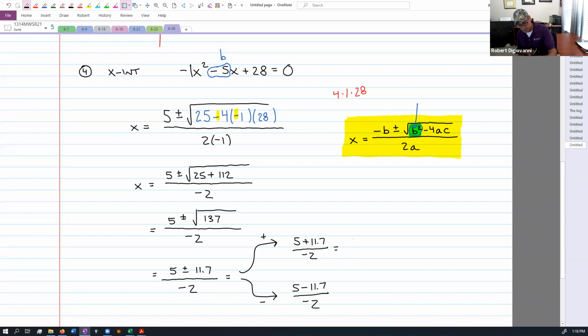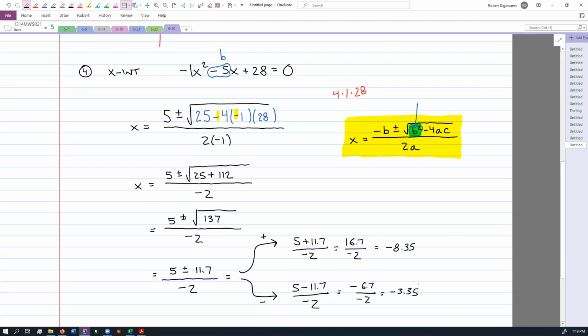I'm just going to work these out. This is 16.7 over -2. That's -8.35. And then this one, 6.7 over -2, is -3.35. Darshell, does that all make sense?